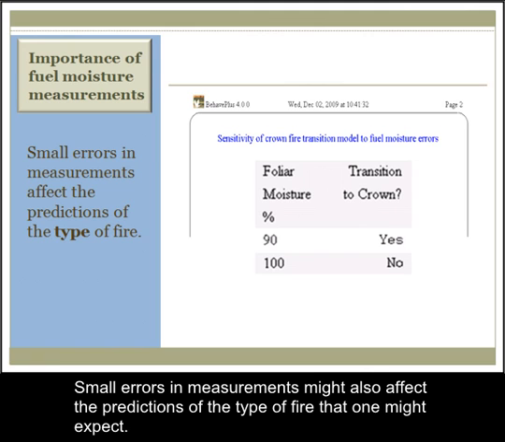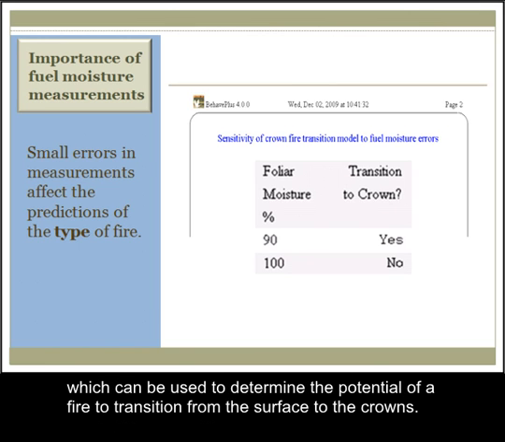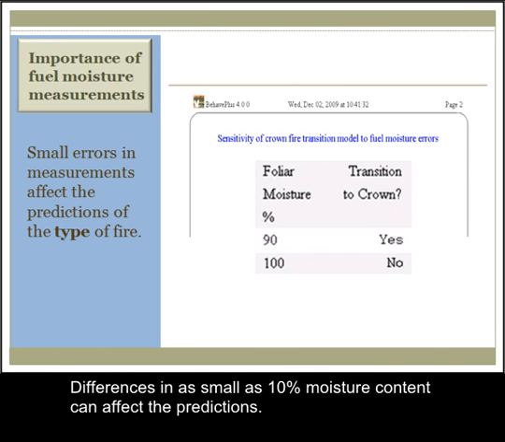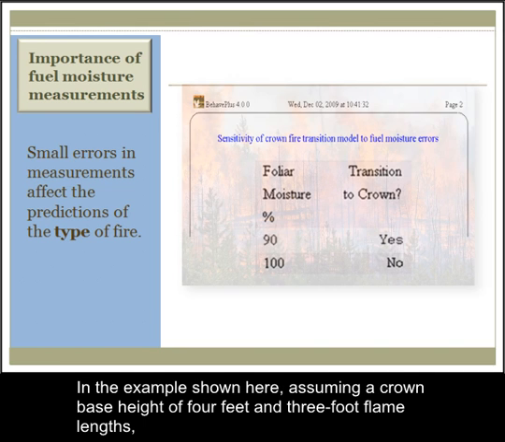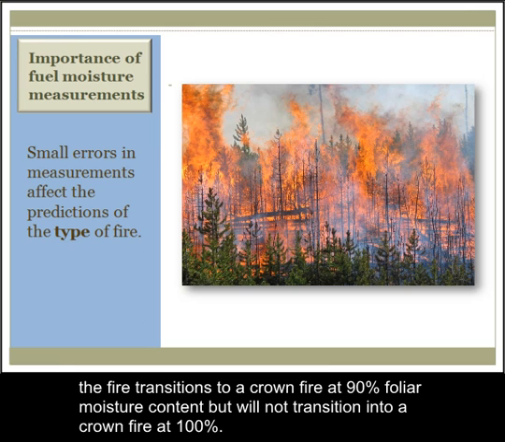Small errors in measurements might also affect the prediction of the type of fire that one might expect. Let's look at the example of conifer foliar moisture, which can be used to determine the potential of a fire to transition from the surface to the crowns. Differences as small as 10% moisture content can affect the predictions. In the example shown here, assuming a crown base height of 4 feet and 3-foot flame lengths, the fire transitions to a crown fire at 90% foliar moisture content, but will not transition into a crown fire at 100%.